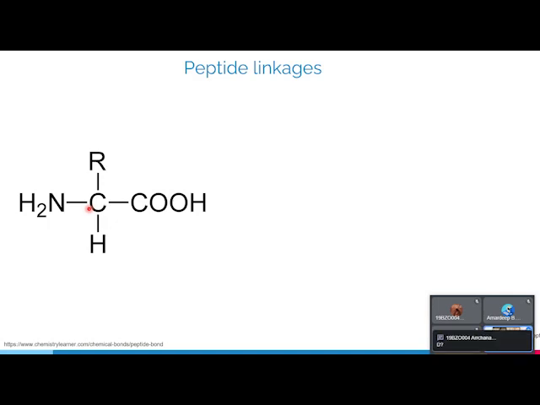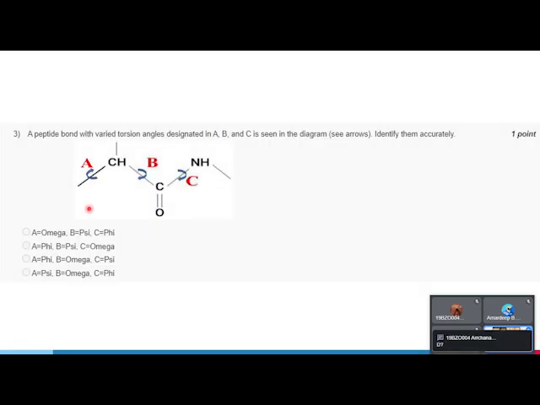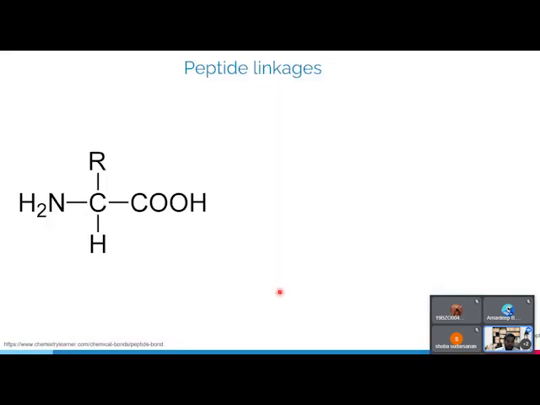So Archana says that the correct option is D, that is A is the psi angle, B is the omega angle and C is the phi angle. Okay, so let us go through the solution slides and get back to that.